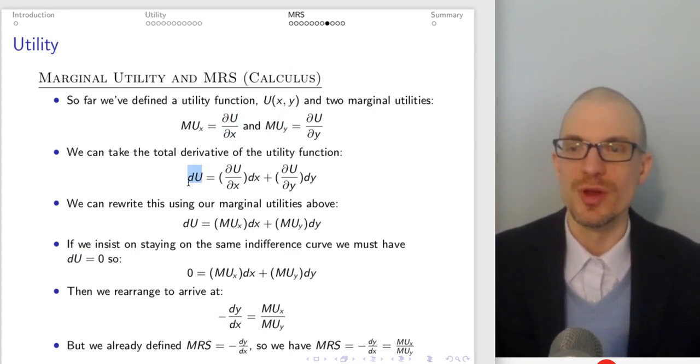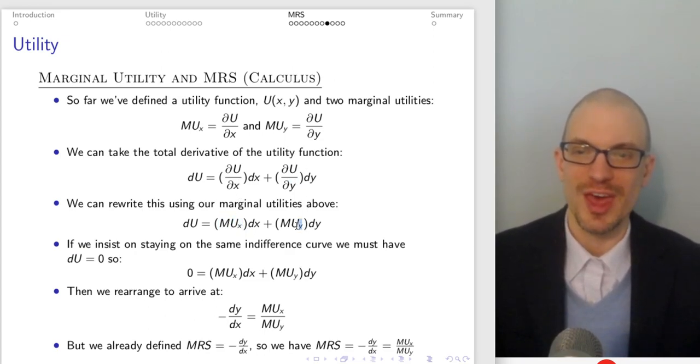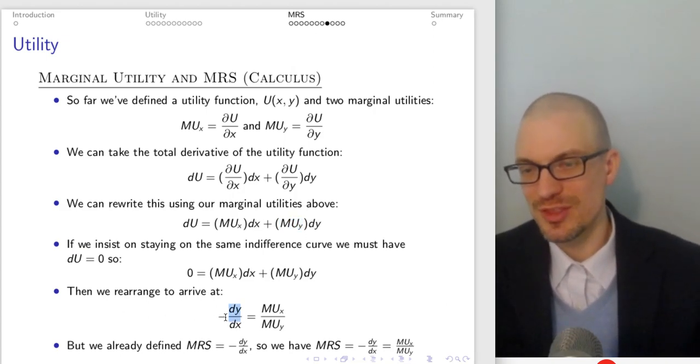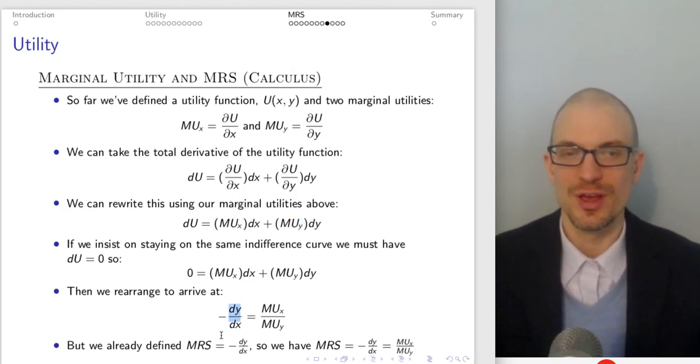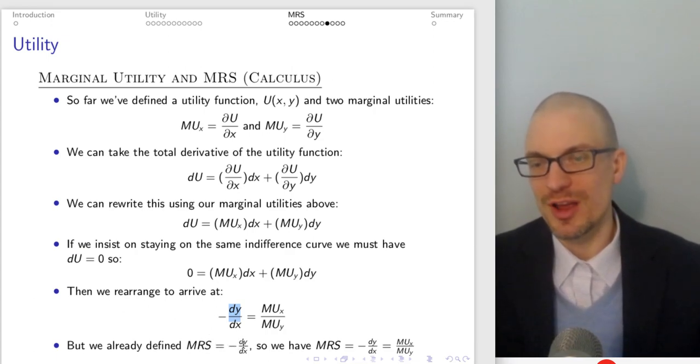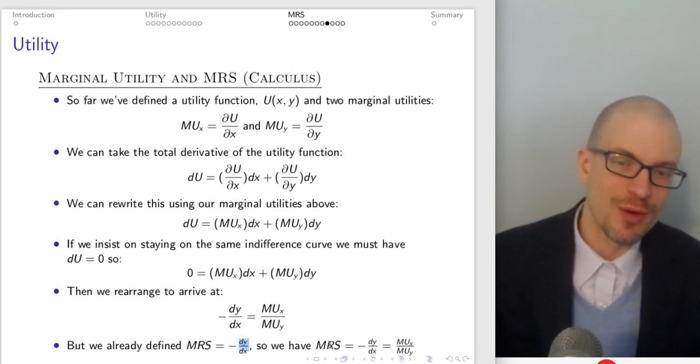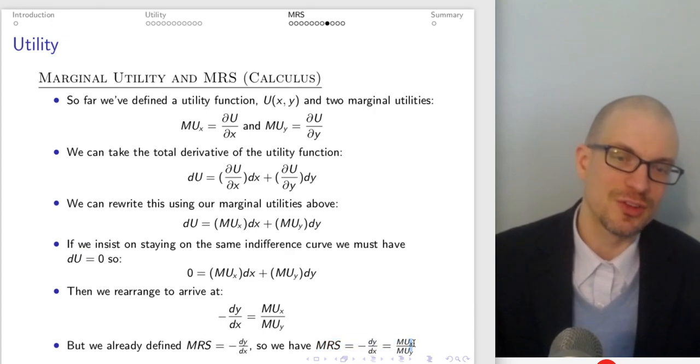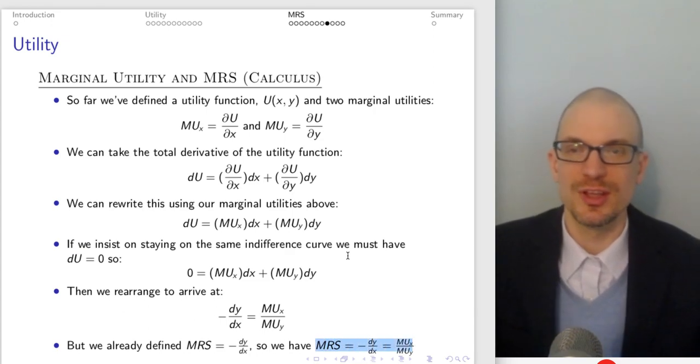The total derivative, the total change in utility, is going to be the partial with respect to x times the change in x plus the partial with respect to y times the change in y. We can rewrite this using our marginal utilities. du/dx is just MUx, and du/dy is just MUy. And then this dy/dx is just going to be the slope of the indifference curve, right? We already defined MRS as equal to the slope of the indifference curve. Now we have MRS equal to dy/dx, equal to the ratio of the marginal utilities, right?